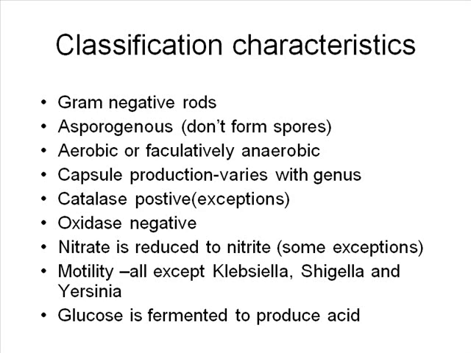The nitrate is reduced to nitrite. There are some exceptions, but remember on the urinalysis dipstick, we are using that characteristic because E. coli is the number one cause of urinary tract infections. So we can actually see a positive test and associate it with this group of organisms.